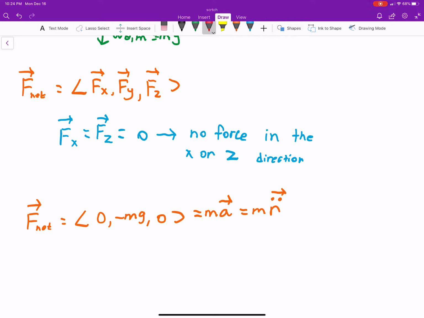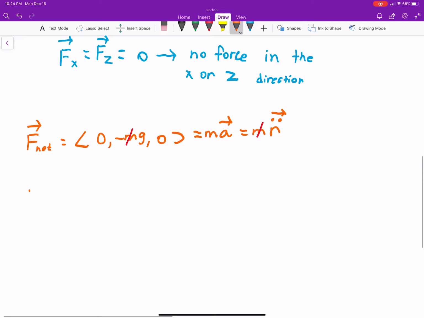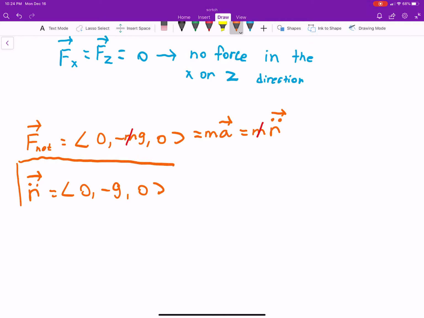So I can divide everything by m, and what do I get? I get the second time derivative of r is equal to 0, minus g, 0. So this vector is our acceleration vector. Well, if we want to go from acceleration to position, we have to take a couple integrals.